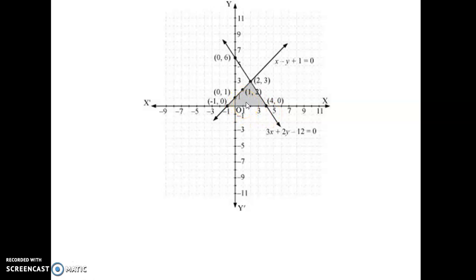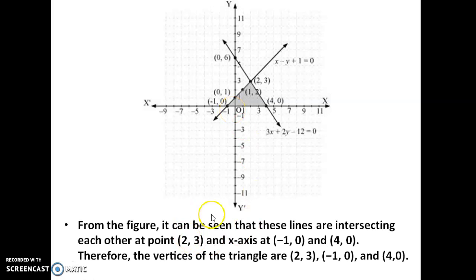Then they asked for the vertices. The intersecting point is one vertex, then two vertices will be on the x-axis. You have to make a note of these as the vertices of the triangle. From the figure it is seen that these lines are intersecting each other at point 2, 3, and meet the x-axis at minus 1, 0 and 4, 0. Therefore the vertices of the triangle are these three coordinates. This is the answer.